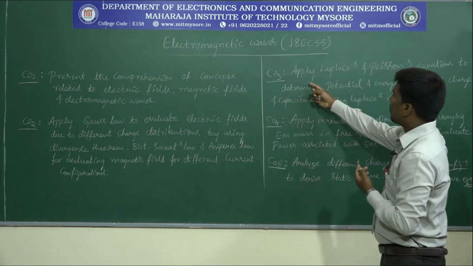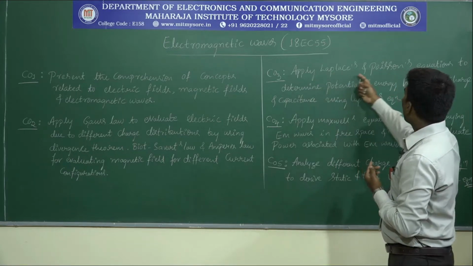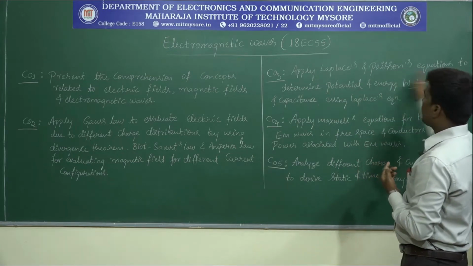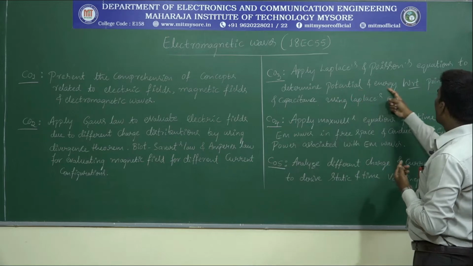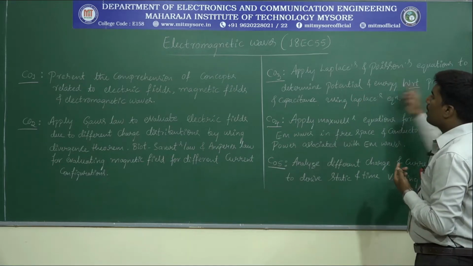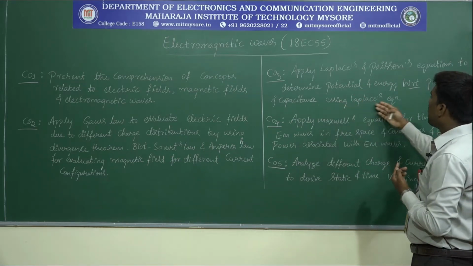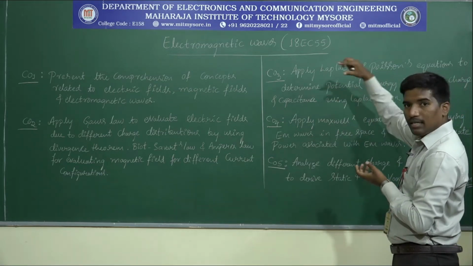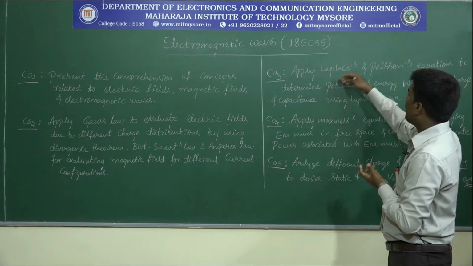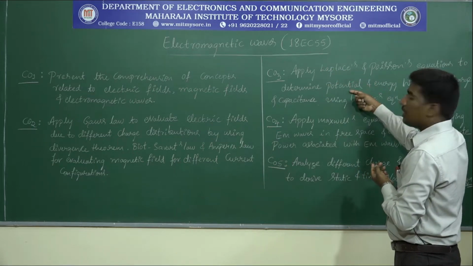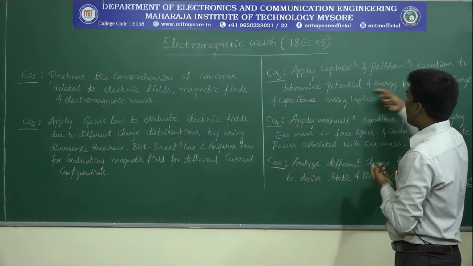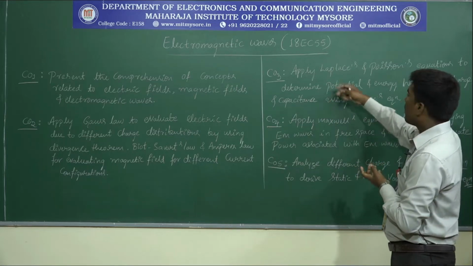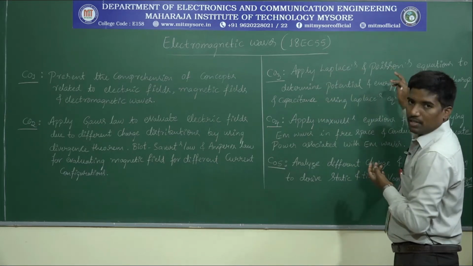Coming to the third course outcome, apply Laplace and Poisson's equations to determine potential and energy with respect to point charge and capacitance using Laplace equation. So again, the student needs to apply his or her ability to identify the potential and energy as well as capacitance of a particular charge by using Laplace and Poisson's equations.